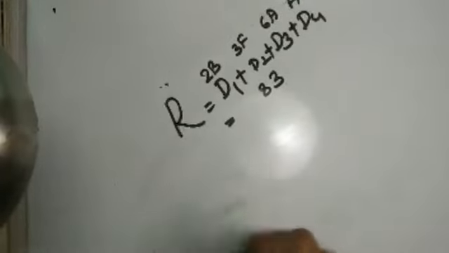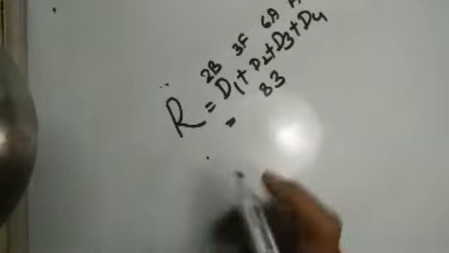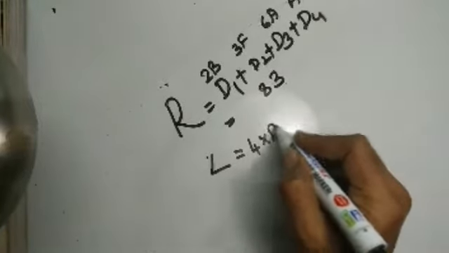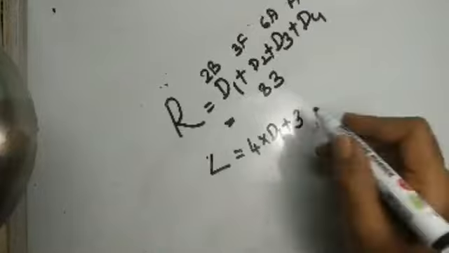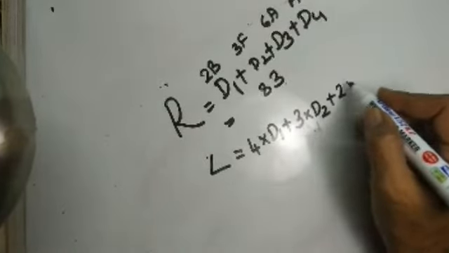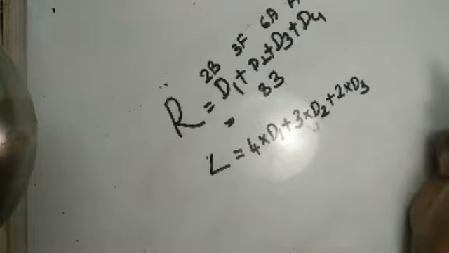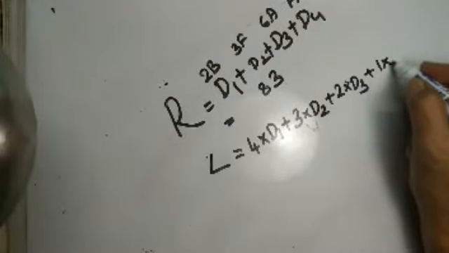I'll rewrite since it is not visible. L is equal to 4 into D1 plus 3 into D2 plus 2 into D3 plus 1 into D4.